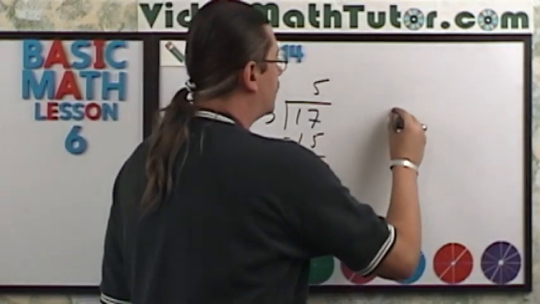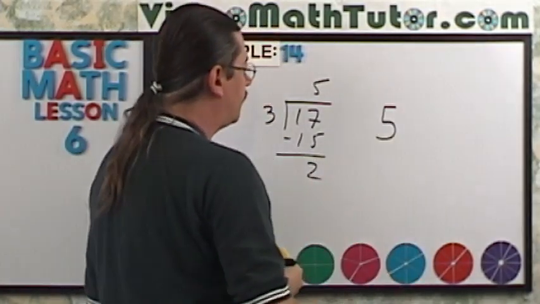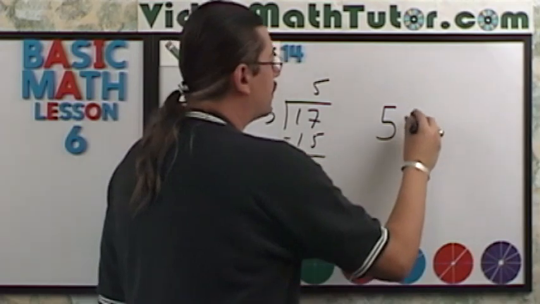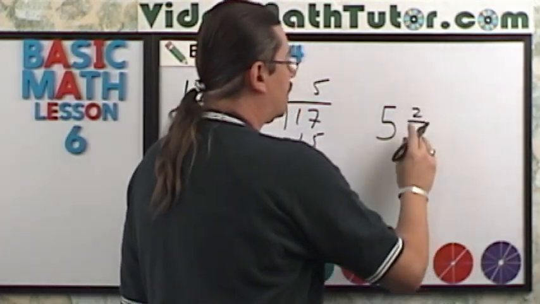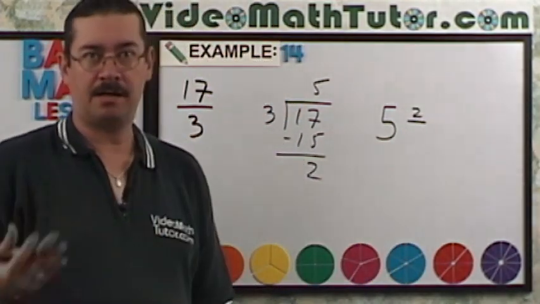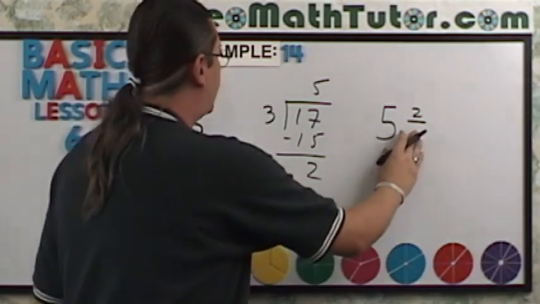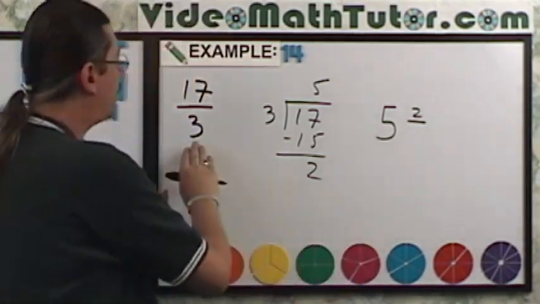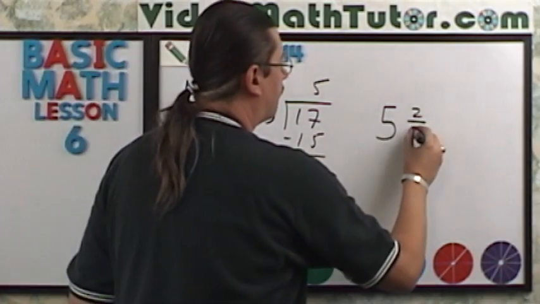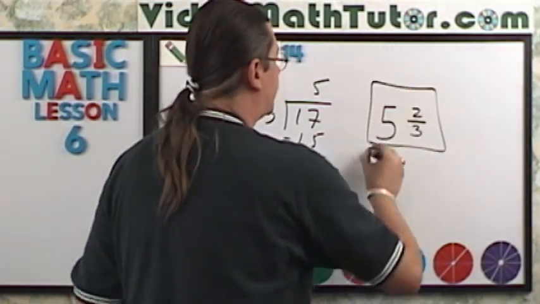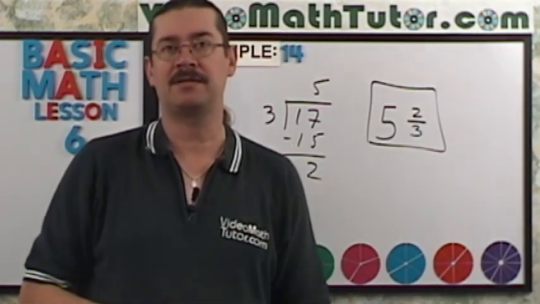The quotient is your whole number. And the remainder is the numerator of the fractional part of the mixed number. And what goes down here? Well, the 3. It's the same denominator. Whatever's here appears here. So this is my answer: 5 and 2/3.